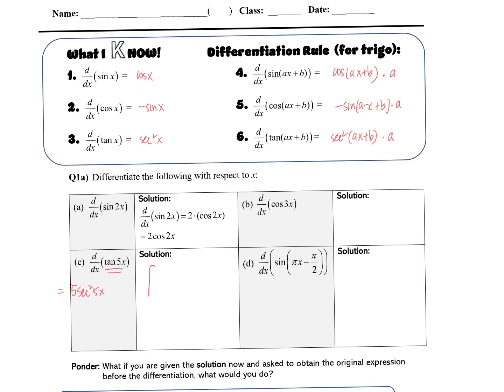So if we integrate this thing, that 5 is not affecting anything. We are just integrating the secant square, right? So secant square, if we integrate back, we get what? Tangent. So it becomes tangent 5x, but we must divide by the 5 right in front. So remember to add a plus c. So can you see you get back your original form?